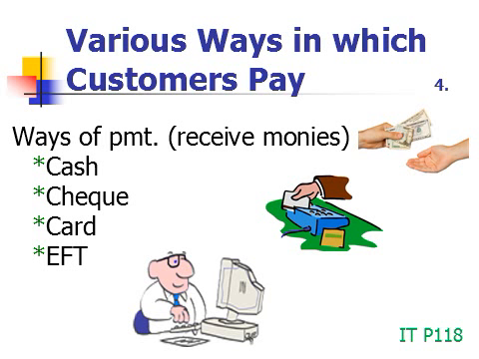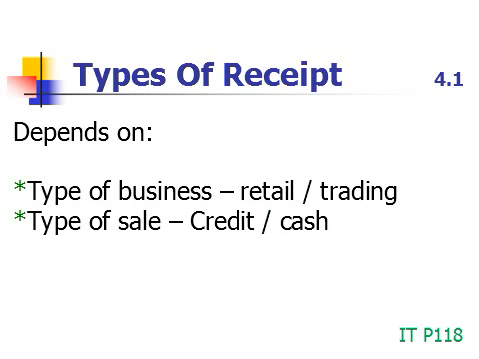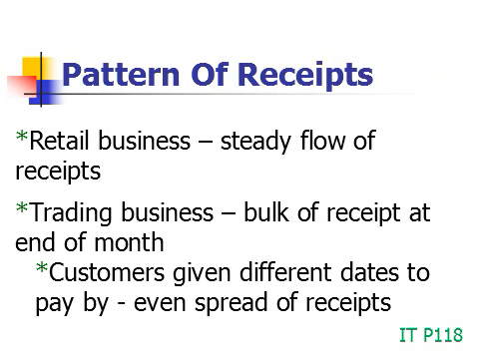4. There are various ways in which a business will receive payment. The main ways are cash, card, EFT, check. The type of receipt that a business receives will depend on the type of business, whether it is a retail or trading business, and the type of sale, if it is a credit or cash sale. The pattern of receipts for the two different types of businesses are different. A retail business will have a steady flow of receipts, maybe a bit more on weekends and public holidays. A trading business will have the bulk of its receipts at the end of the month. Customers may be given different due dates, in order to spread the receipts more evenly over time.